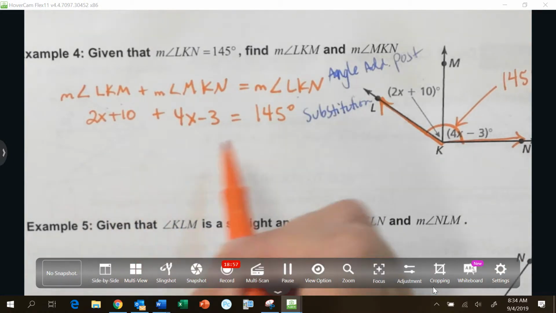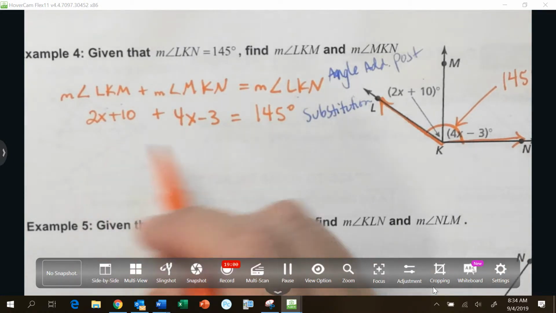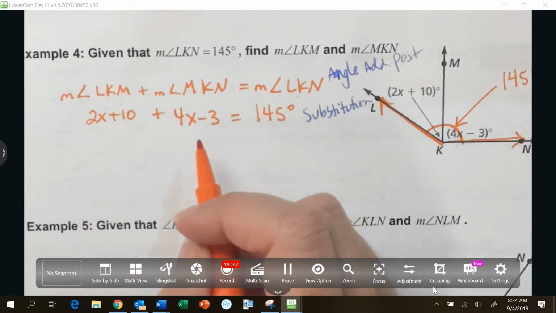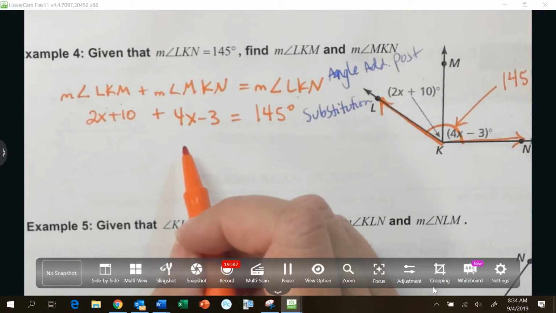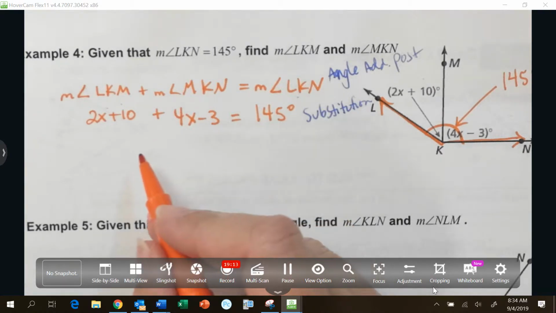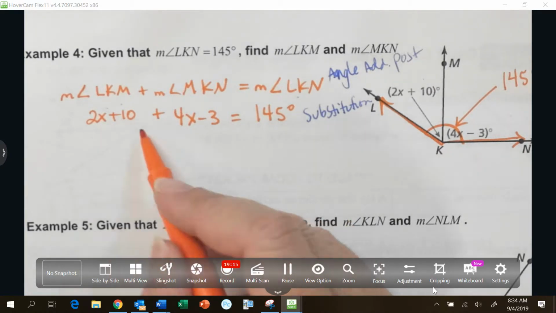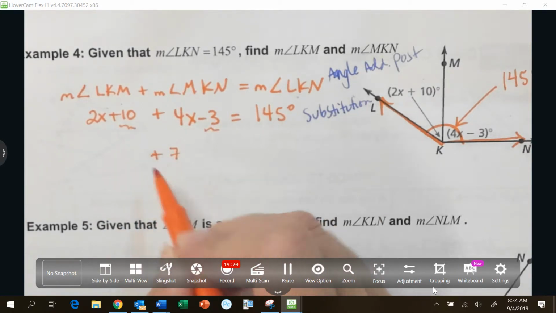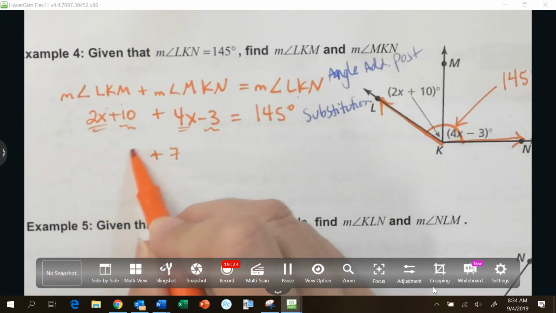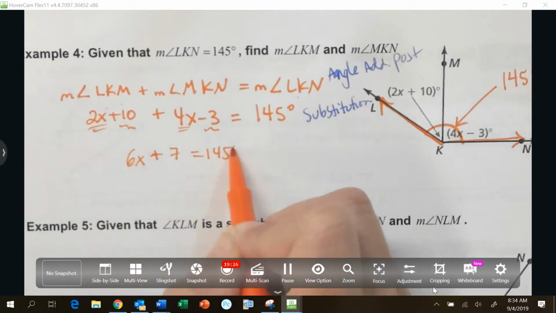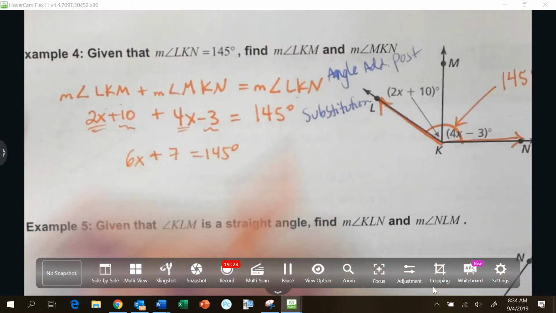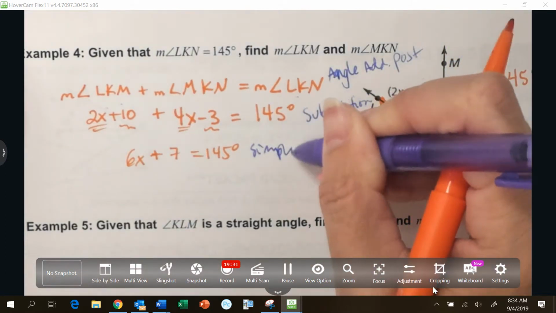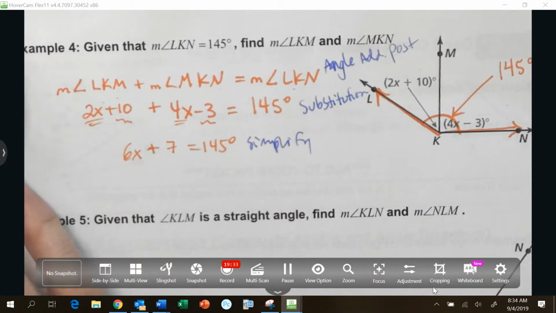So what do I do to solve this equation here, Matthew? What's my first step to solve the equation? You add together the things that are the same, like terms. Can you tell me what I add together? So you add 10 and -3, so that'll be 7. And then you add 4x and 2x, and that'll be 6x. And that's just simplifying. Jerry, what should I do?